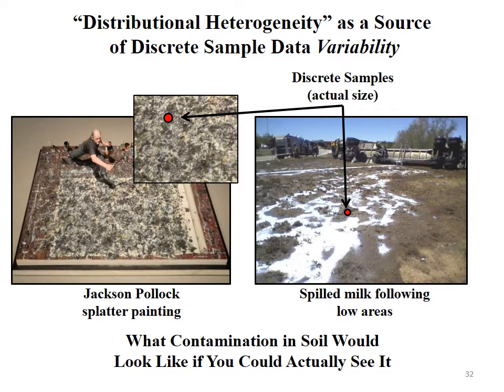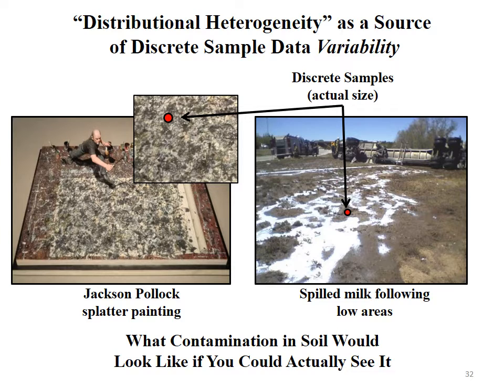The second factor that is one of the main causes of this high variability we see between co-located discrete samples is referred to as distributional heterogeneity. This is just a variability in the distribution of contaminants within your targeted area. I like to use this photo of Jackson Pollock. He's famous for a splatter painting on the left. Zoom in and look at his painting. That red dot is actually the size of a typical discrete sample, a 4-ounce jar, 100 grams.